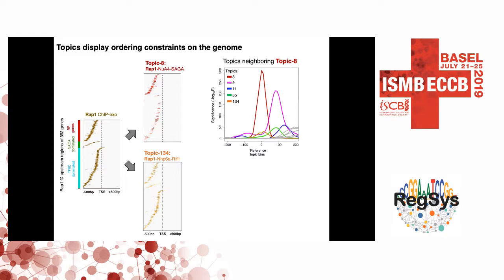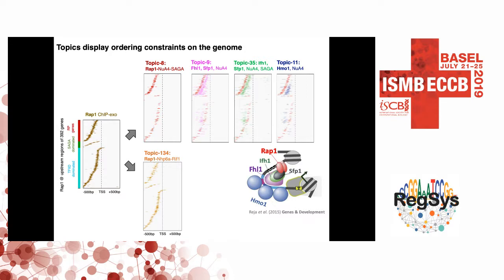We can look at what other topics follow, or are co-associated in the same spaces with this topic. For example, these other four topics follow this RAP1 topic in a spatially determined manner at these ribosomal protein genes. When we look into the details of what these other topics are, they make sense in terms of being other subcomplexes that are known to regulate ribosomal protein genes.